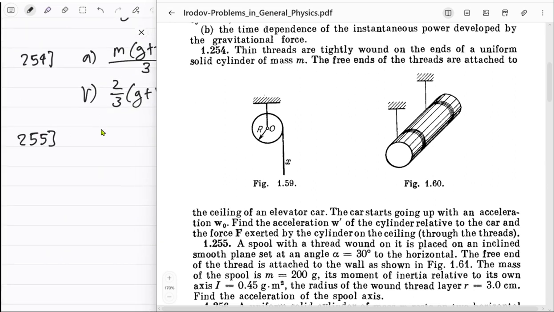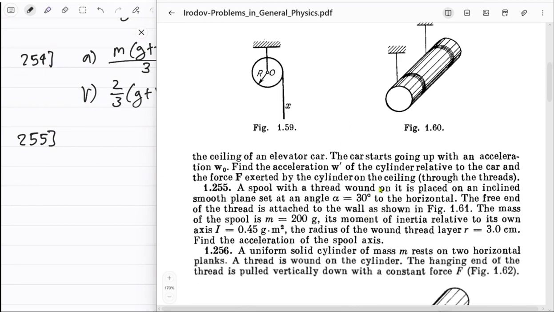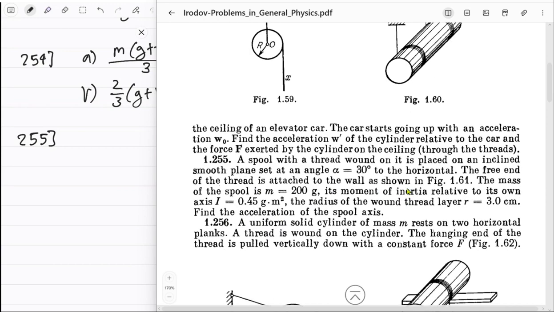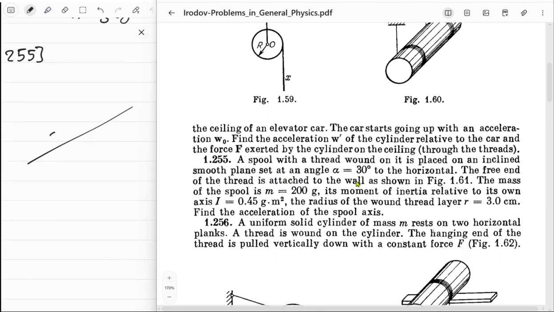255. A spool with a thread wound on it is placed on an inclined smooth plane set at an angle of 30 degrees to the horizontal. So a spool with thread wound on it, with two different radii. It's placed on an incline, a 30-degree incline, and it's a smooth plane. That's important: it's smooth, so there's no friction from this point.